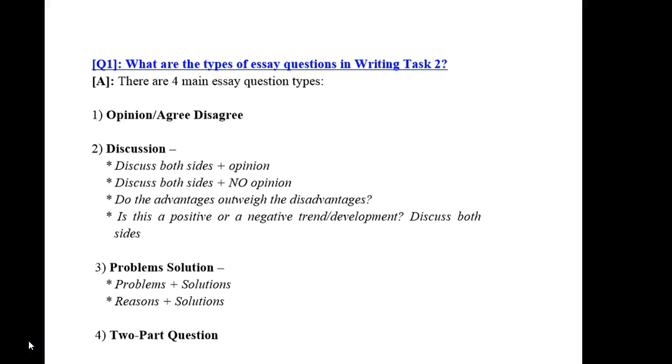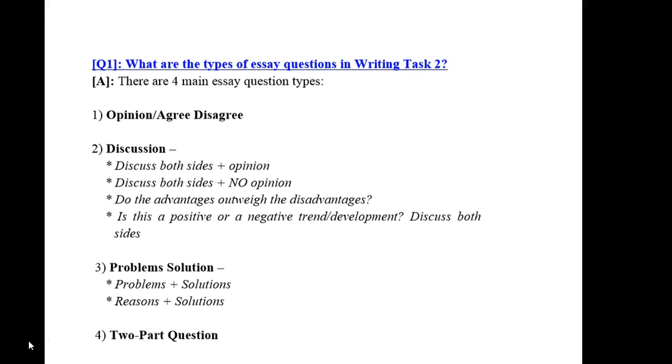The third question type in the IELTS academic essay is pretty straightforward, and it's going to ask you either to talk about the problem and then suggest solutions, or to talk about the reasons for a problem and then suggest solutions. So it's basically 2 types.